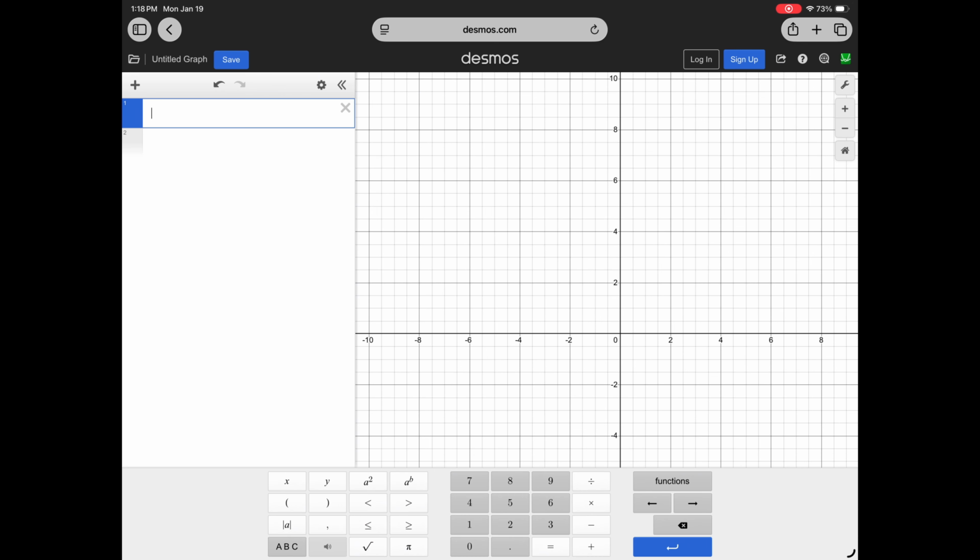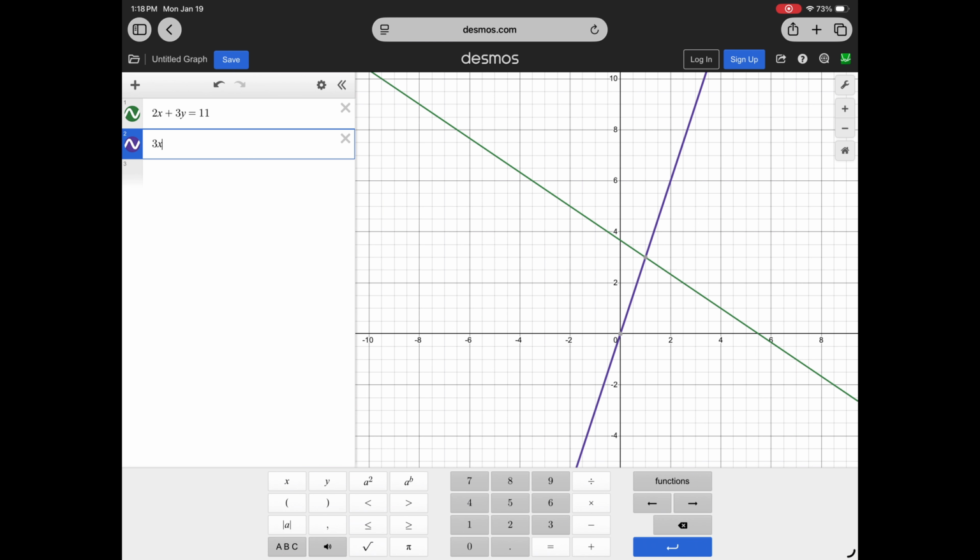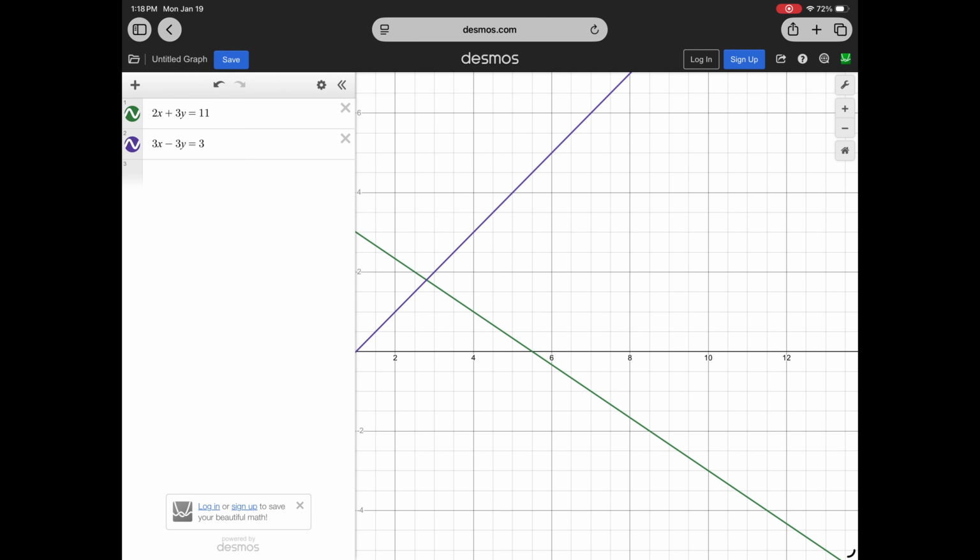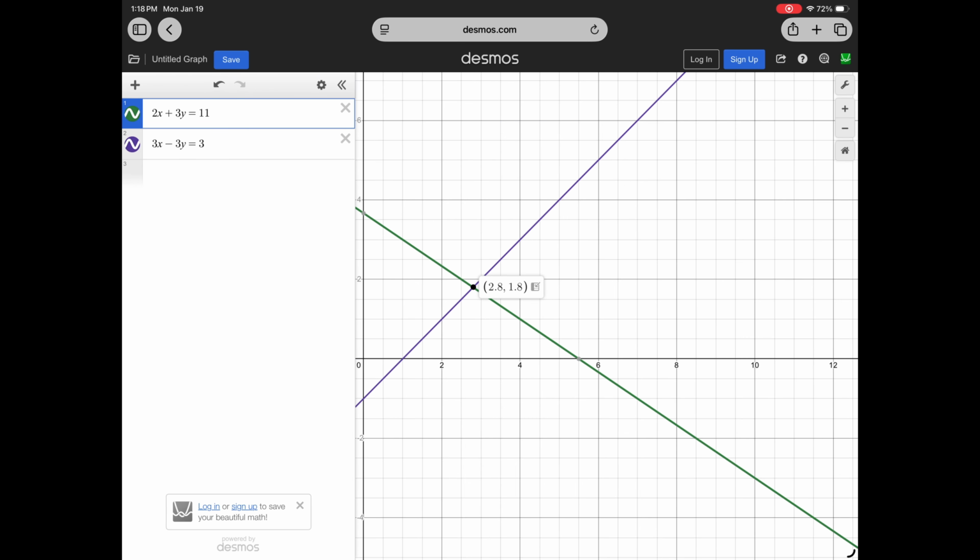Desmos is pretty simple. If you want to see one where they have exactly one solution, we have 2x plus 3y equals 11. And then we have 3x minus 3y equals 3. Now, what you're looking for is this gray dot right there, and that is your one solution. Your x-coordinate is 2.8, and your y is 1.8.